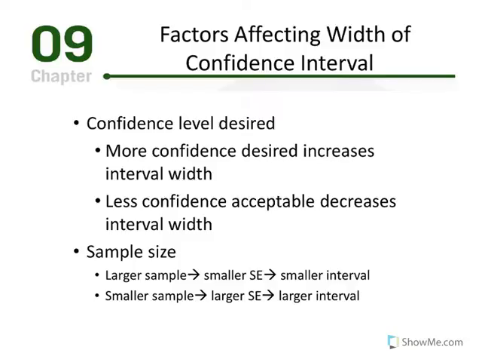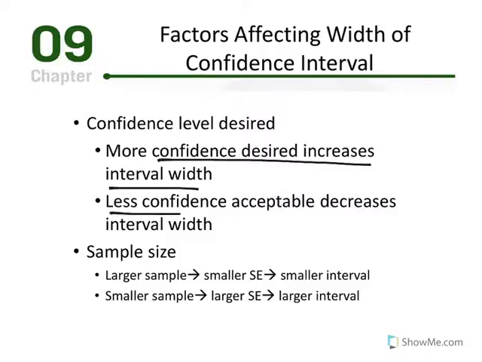So here's a slide just illustrating the relationship between these variables when we're talking about confidence interval. So confidence level desired: more confidence desired increases the interval width. And I just demonstrated that with those three examples, one in the previous video and the two in this video, at 80%, 90%, and 95%. So as our confidence percentage increased, the width of the interval increased as well. But recognize that the precision or accuracy of our prediction diminishes, because now we're talking about a wider range, but our confidence percentage is higher.